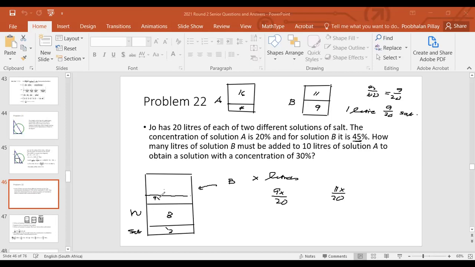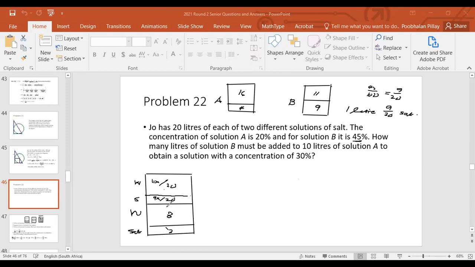So the new amount is 9x over 20 salt and 11x over 20 water. Now we've got a good idea of what this mixture contains: the total amount of salt and the total amount of liquid. So we have the full profile of this liquid. Now let's do the calculations, because what we are saying is that the concentration of salt in this new setup is 30%.